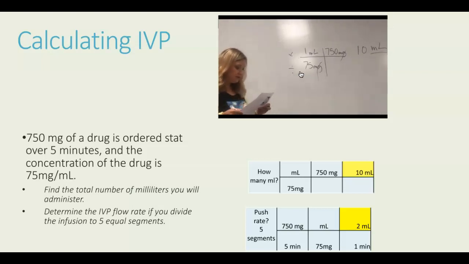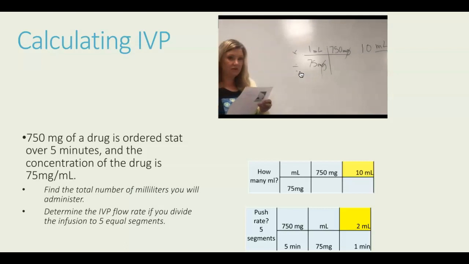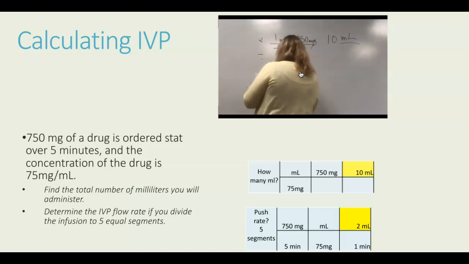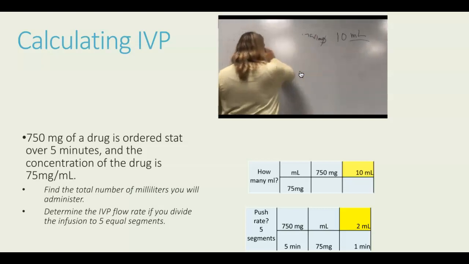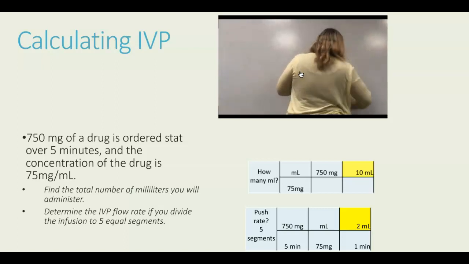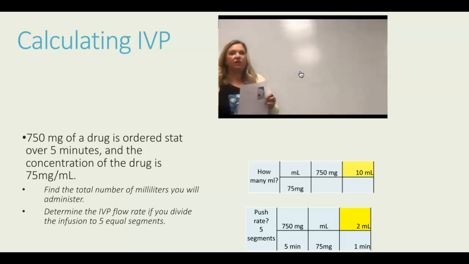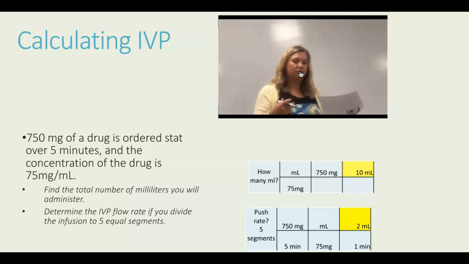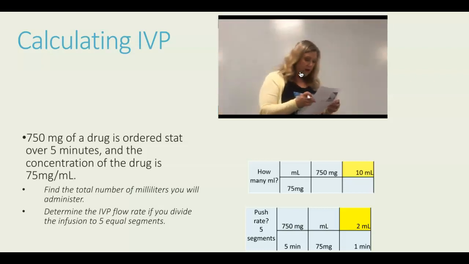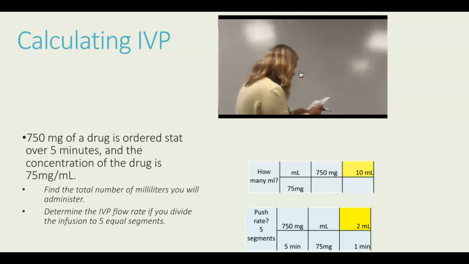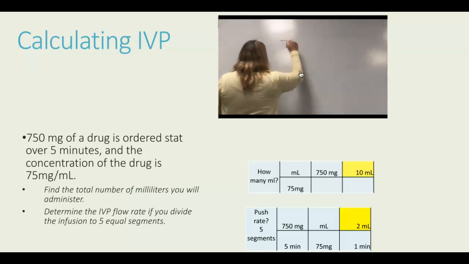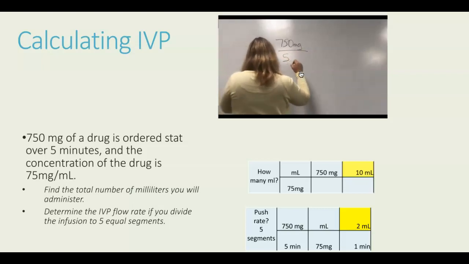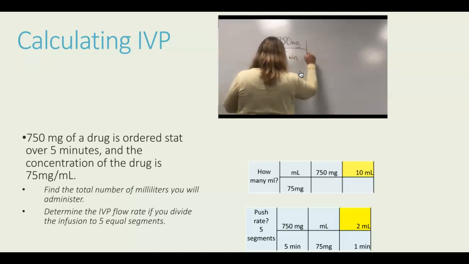All right, and the second part of that says determine the IV flow rate if you divide the infusion into 5 equal segments. All right, so it asks us to kind of break this down a little further, because you know, in nursing, we ask you to push things over 5 minutes or push things over 10 minutes, and then you've got this volume, and you have to figure out how fast you can safely push, how many milliliters per minute can you give it. So this is kind of one of those questions where we're going to figure that out, okay? So push rate in 5 segments. Remember, I've got 750 milligrams. That's our total, and we want to know in 5 segments, or I'll just put it 5 minutes, okay?